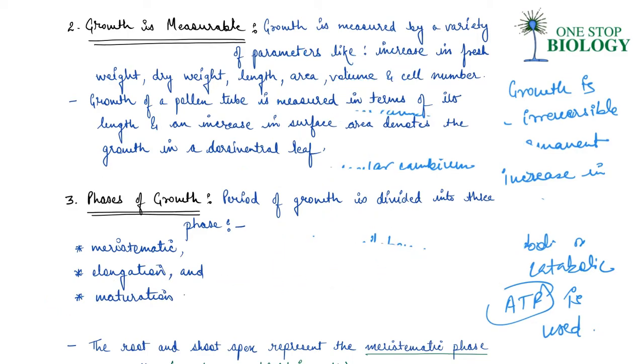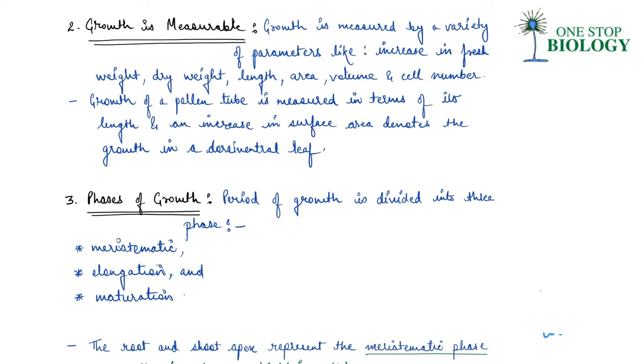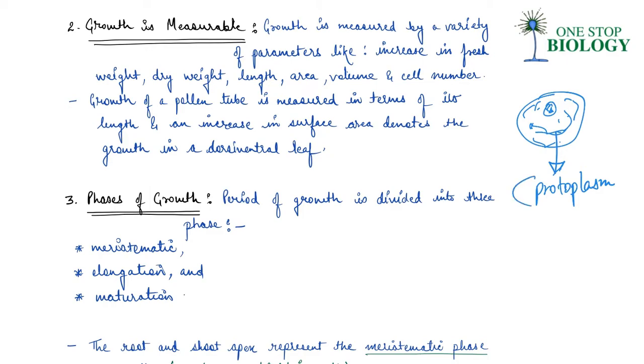Now, growth, if we talk about at the cellular level, what happens, right? So basically, at the cellular level, increase in the amount of protoplasm is happening, right? We have a cell, right? We have a nucleus, we have a lot of organelles inside the cytoplasm, and this entire content inside the cell is known as protoplasm, right?